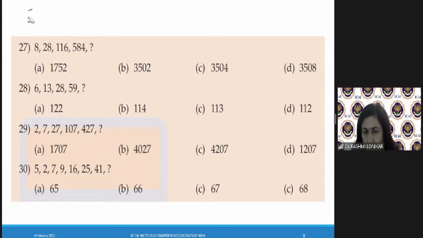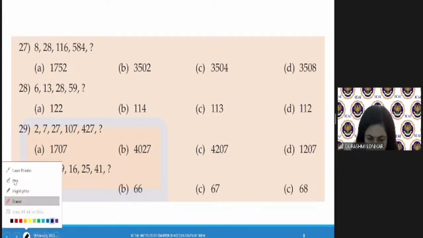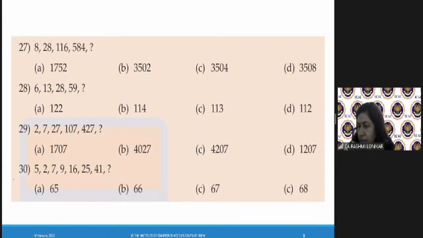Okay. Now what is the difference? What is the relation between 28 and 8? What is 116 divided by 28? So 28 into 4 is 112. Okay, 112 plus 4. Okay. Then 584 minus 4 divided by 116 is 5. Okay, right. So that means I found the answer.